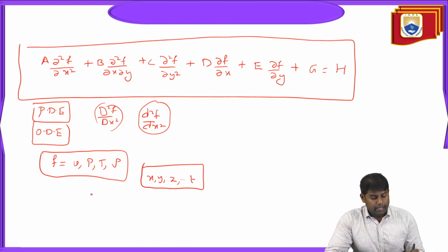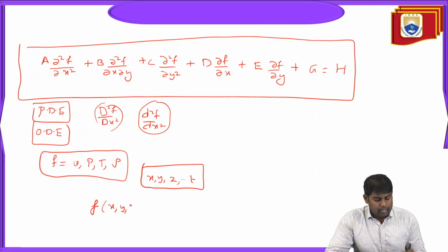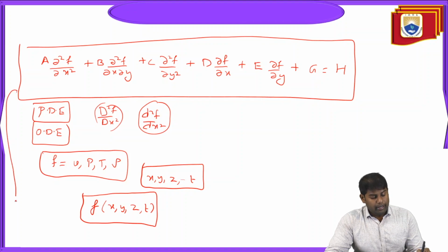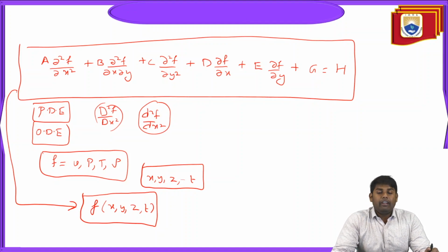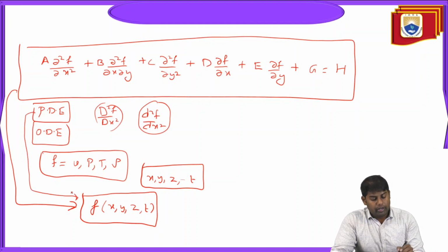So when I say a function f is depending on x, y, z, comma t, then we need to use a partial differential equation. In this case we need to employ this partial differential equation. Now, when can we use the ordinary differential equation? So ODE, when do we use it?